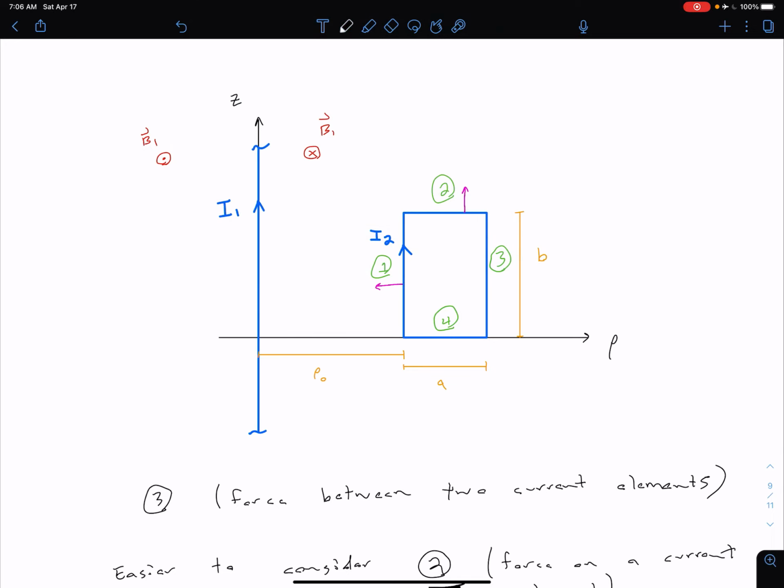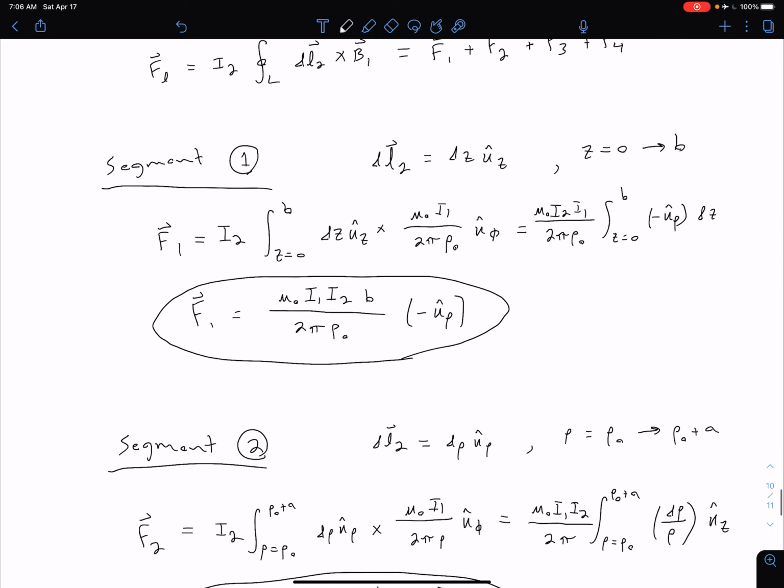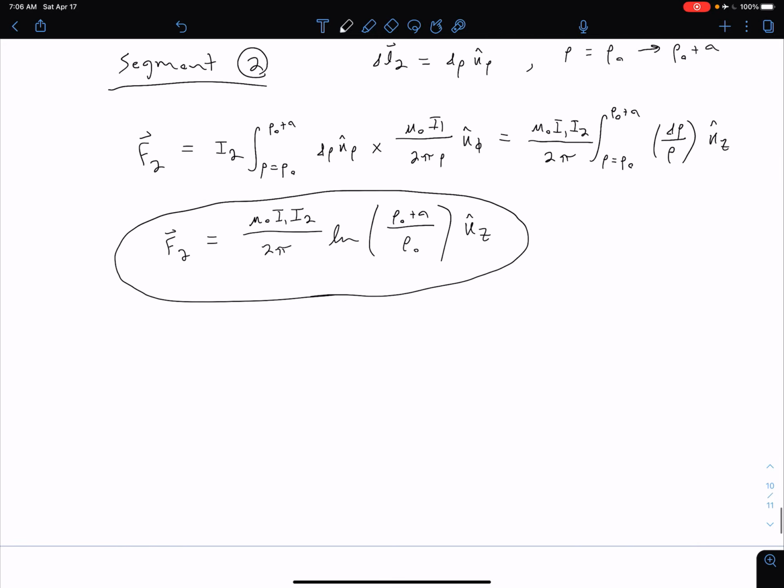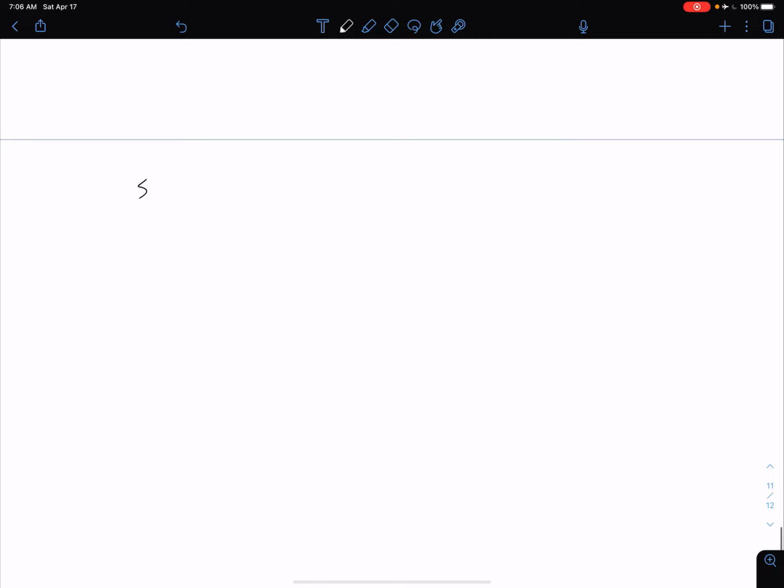Okay, so now let's look at segment 3. On segment 3, again, our change is going to be only in the z direction. We're initially starting at a height of z equals b, and we're going back down to z equals 0. So let's come down and fill out everything for our segment 3. Let's come down here to a new page.